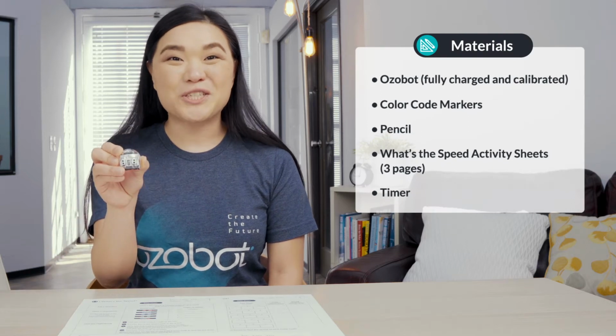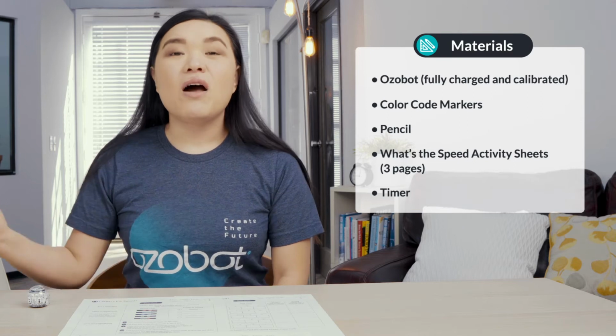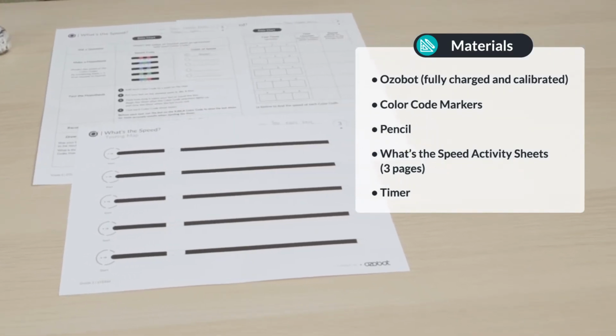For today's lesson, you will need an Ozobot, fully charged and calibrated, color code markers, a pencil, all 3 pages of the What's the Speed activity sheets, and a timer.